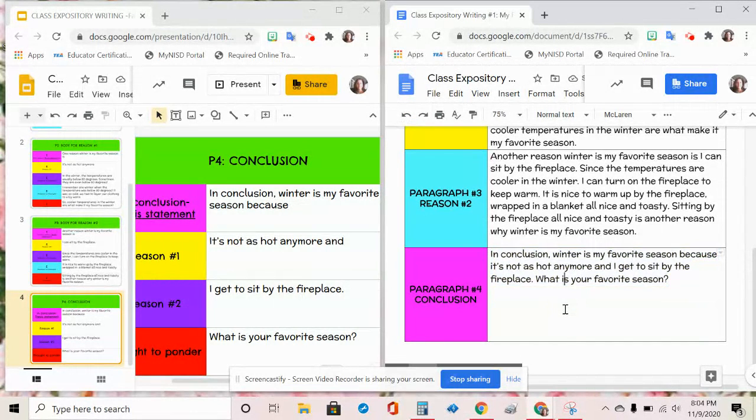In conclusion, winter is my favorite season because it's not as hot anymore and I get to sit by the fireplace. What is your favorite season?